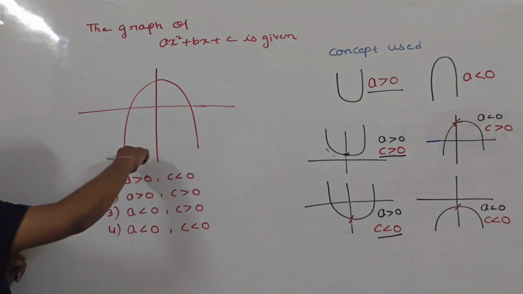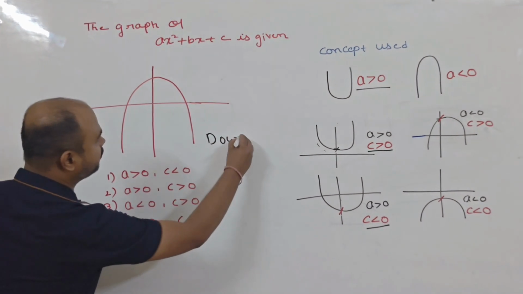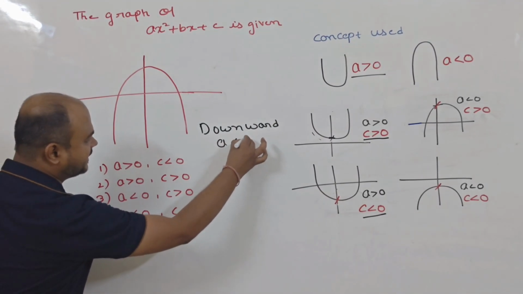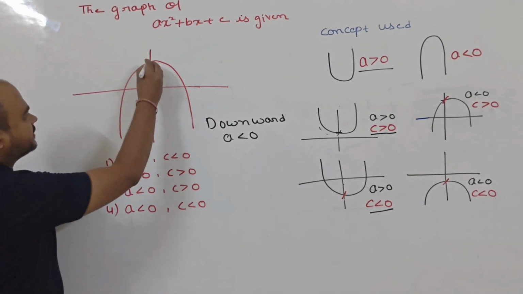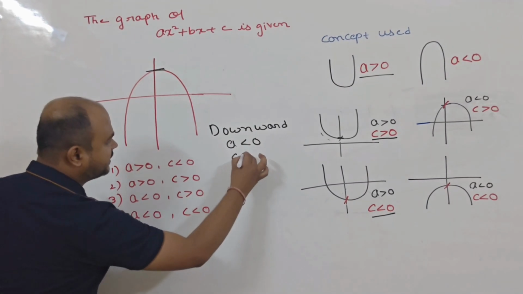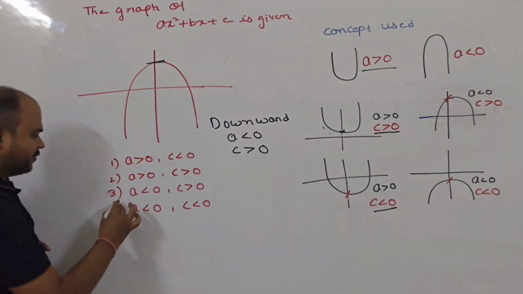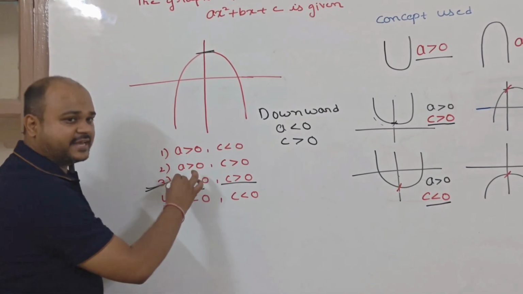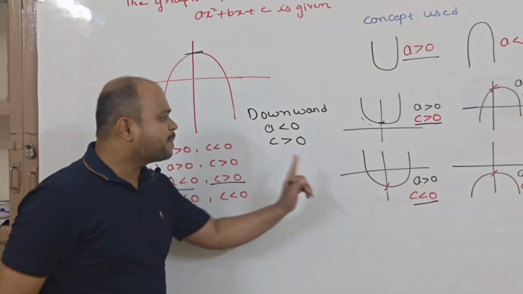Now come to the question. What is the face of this graph? Downward. If it is downward, then a is less than 0. Now it cuts the y-axis on the positive side, then c is greater than 0. Now select your answer. a is less than 0, c is greater than 0, hence option c is correct. This is the question, this is the concept used.